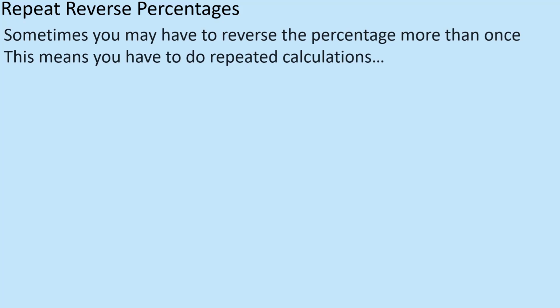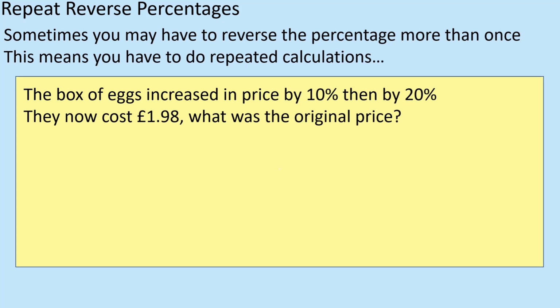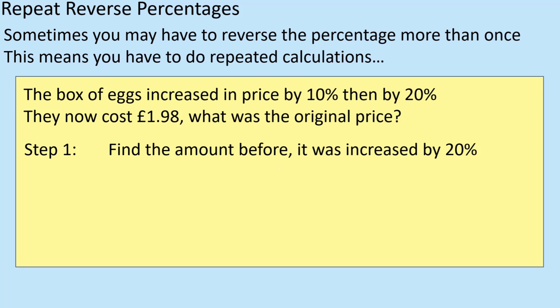Sometimes you get repeated reverse percentages, which is less than fun, because you're going to have to go through that process twice. So the box of eggs increased by 10%, then by 20%, and now they cost £1.98. What was the original price? You're going to go backwards through this process twice. So it went up by 10%, and then up by 20%. If I've got £1.98, then I'm going to work backwards twice.